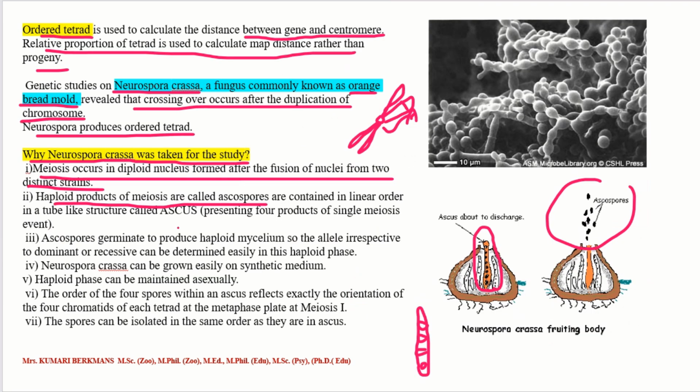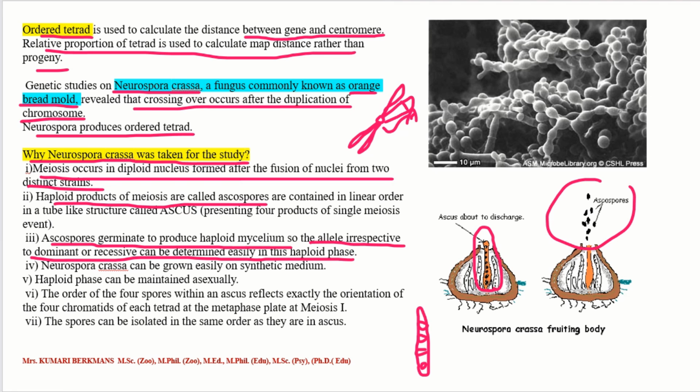So this is very easy to study. Genetical studies are very easy in this fungus, which is named Neurospora crassa. The ascospores germinate to produce a haploid mycelium. So the allele, irrespective of dominant or recessive, can be determined very easily in this haploid phase.